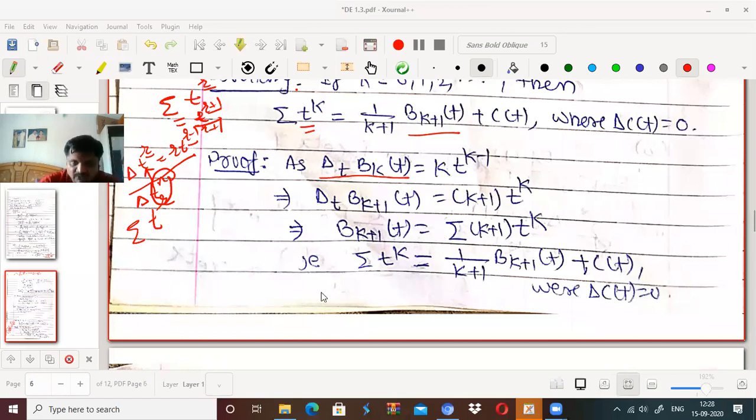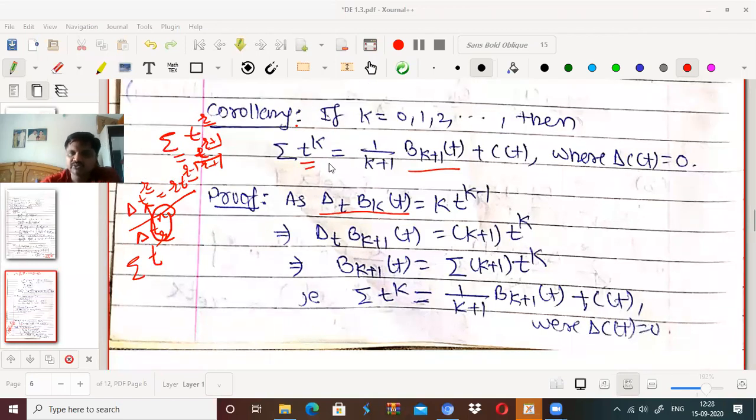Let us take that k+1 to the denominator. So the summation of t to the power k equals 1 upon k+1 times b_{k+1} of t plus c of t, where delta c of t equals 0. So this corollary gives a formula for obtaining the summation of t to the power k.